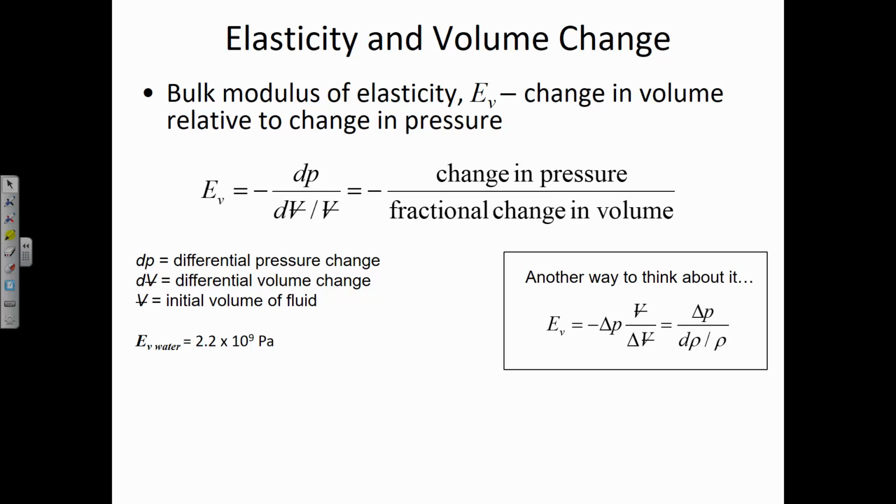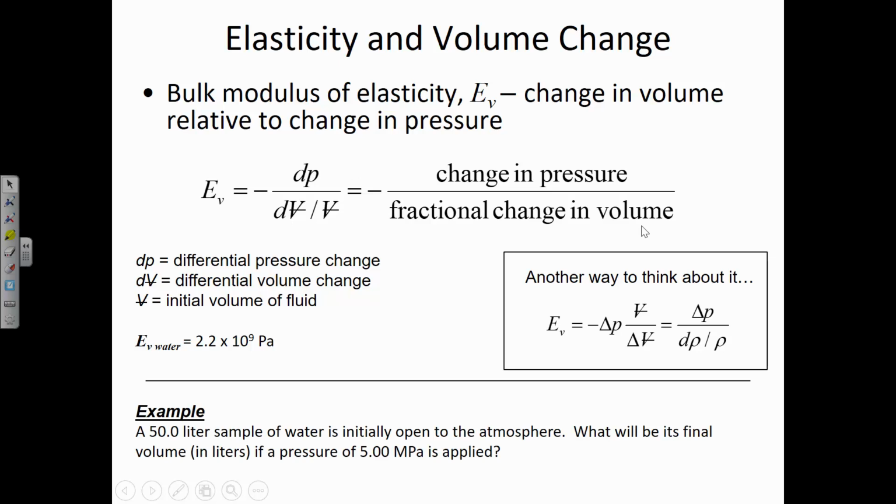So we can expand out this formula to say that the bulk modulus is the ratio of the change in pressure up here in the numerator, and then the fractional change in volume is going to be the dV over the initial volume in the denominator. So the dP is going to be some pressure that's applied.